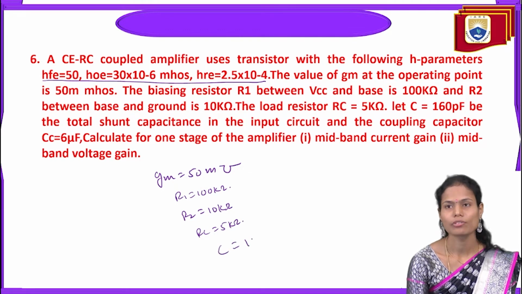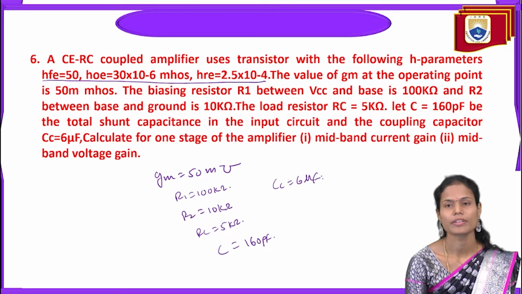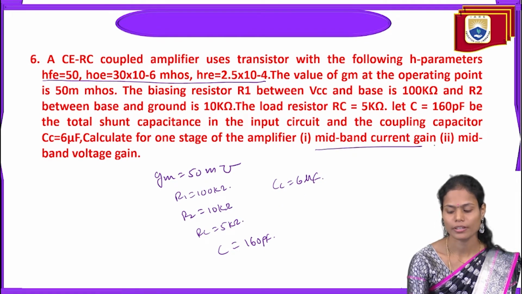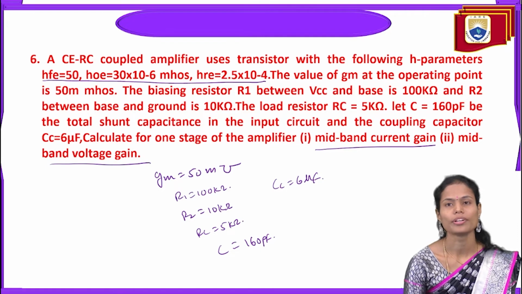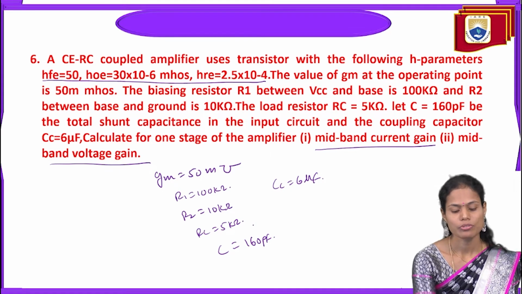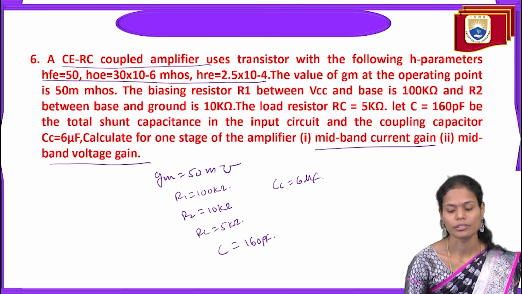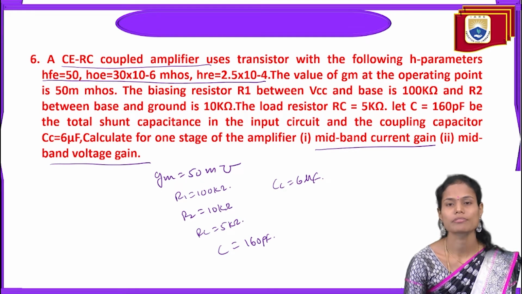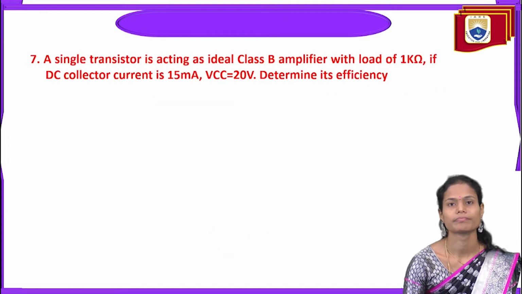And the capacitor value is given as 160 picofarads, and the coupling capacitor is given as 6 microfarads. Calculate, for one stage of the amplifier, the mid-band current gain and mid-band voltage gain here. So voltage and current gain at mid-band range we need to calculate from the given parameters. This problem we already discussed in the problems on multi-stage amplifier session.